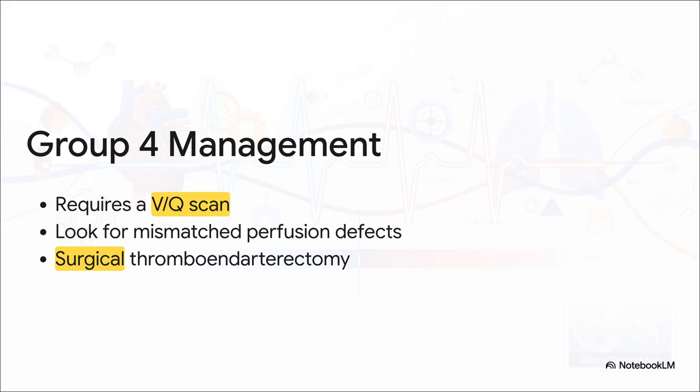Now, because Group 4 is driven by chronic, organized clots, the diagnostic mandate is incredibly strict. It absolutely requires a VQ scan. If you find mismatched perfusion defects, the definitive life-saving therapy isn't medical, it is strictly surgical, a pulmonary thromboendarterectomy. Identifying this specific subset is paramount because this intervention is structurally corrective and, honestly, potentially curative for your patient.